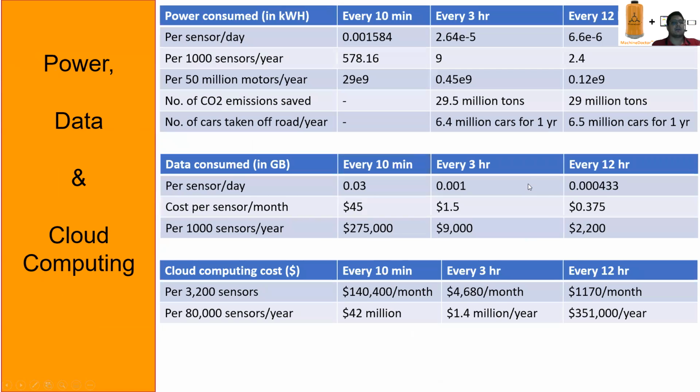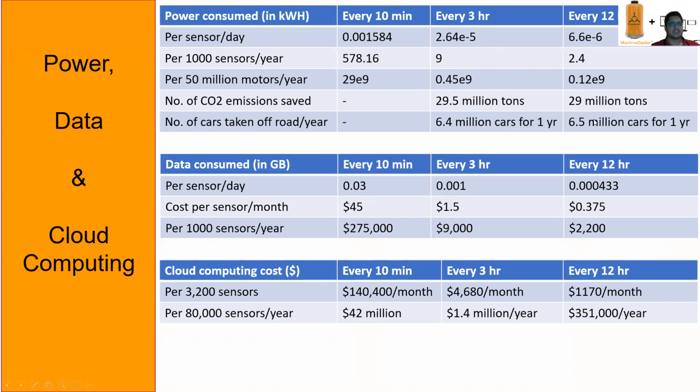Now, when we try to compare how much it would cost in terms of power, data costs, or cloud computing costs for every 10-minute waveform data as compared to every 12-hour waveform data, with every 3-hour data, as you can see, on the 50 million monitorable electric motors in the world, we are looking at an equivalent of 6.4 million cars of CO2 taken off from the Earth when we do every 3 hours as compared to every 10 minutes.